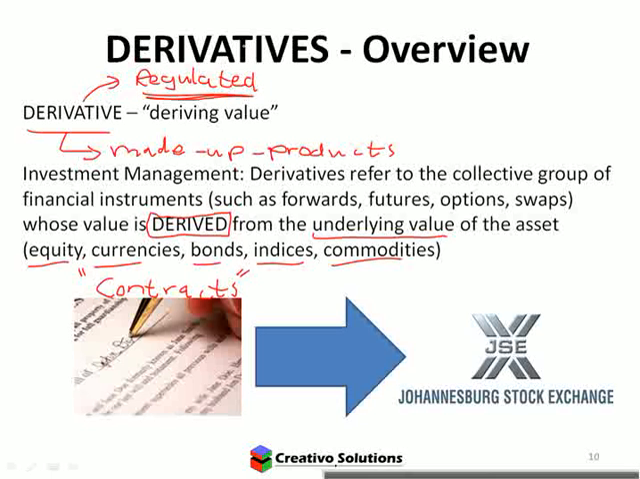Most of these financial instruments, forwards, futures, options, and swaps, have a win-lose situation. There is a unique derivative that offers a win-win situation, but we'll look at that a bit later. We might even have discussed it in one of the other modules, but we'll cover it again in case you missed it.